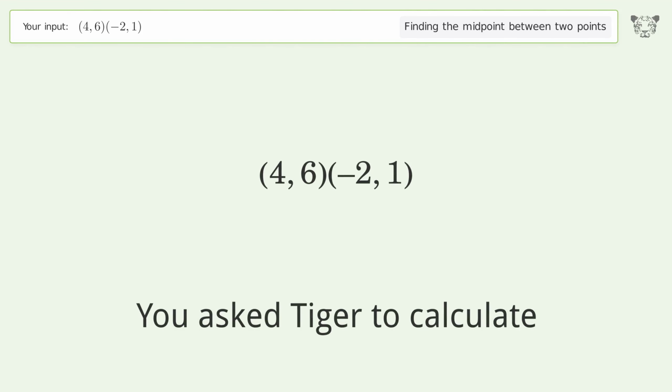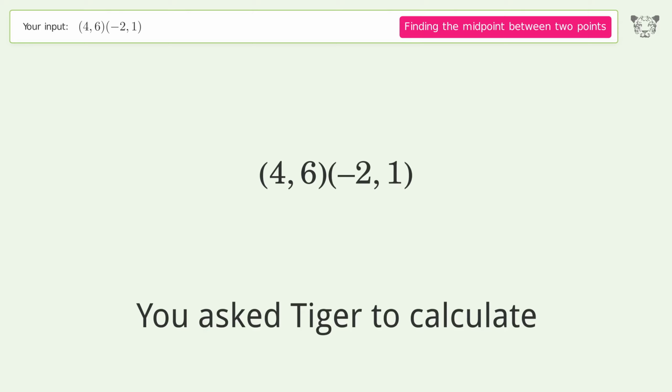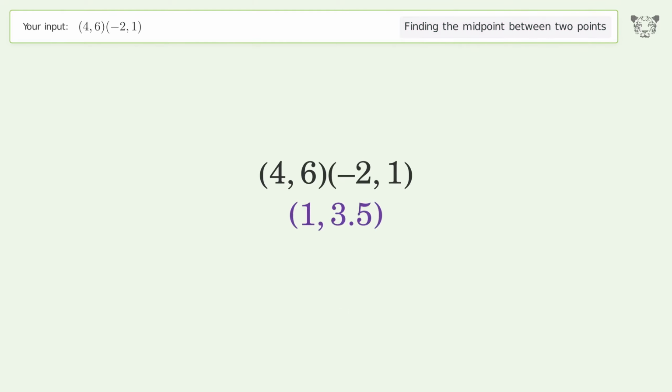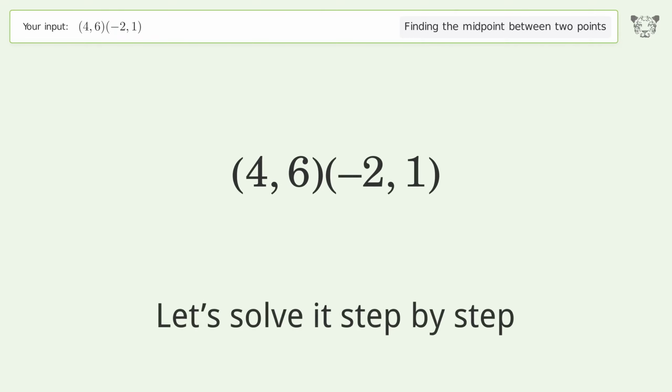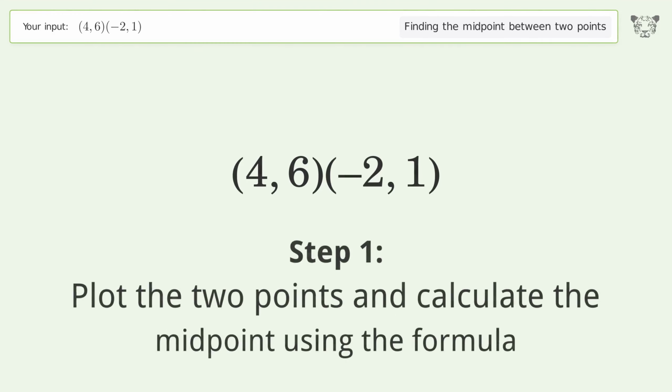You ask Tiger to calculate. This deals with finding the midpoint between 2 points. The midpoint between the 2 points is 1, 3.5. Let's solve it step by step. Plot the 2 points and calculate the midpoint using the formula.